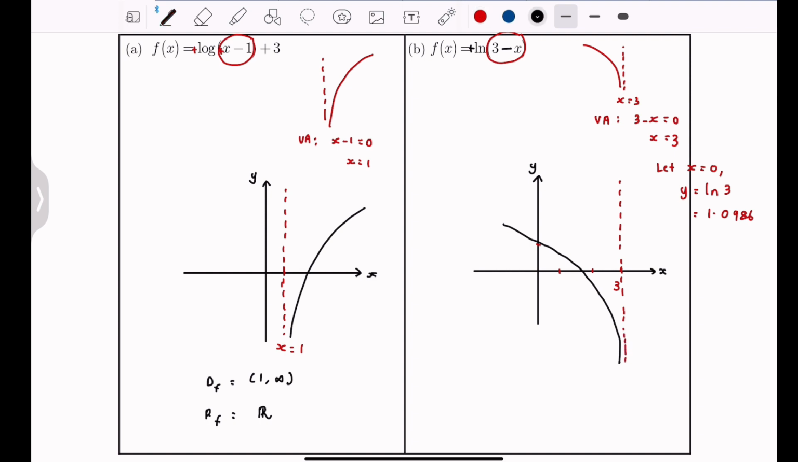Okay, so for the domain, we can see that we have graphs from negative infinity up to 3, but doesn't include 3. So from negative infinity up to 3. And for the range, the graph can go to negative infinity up to infinity. So all real numbers.